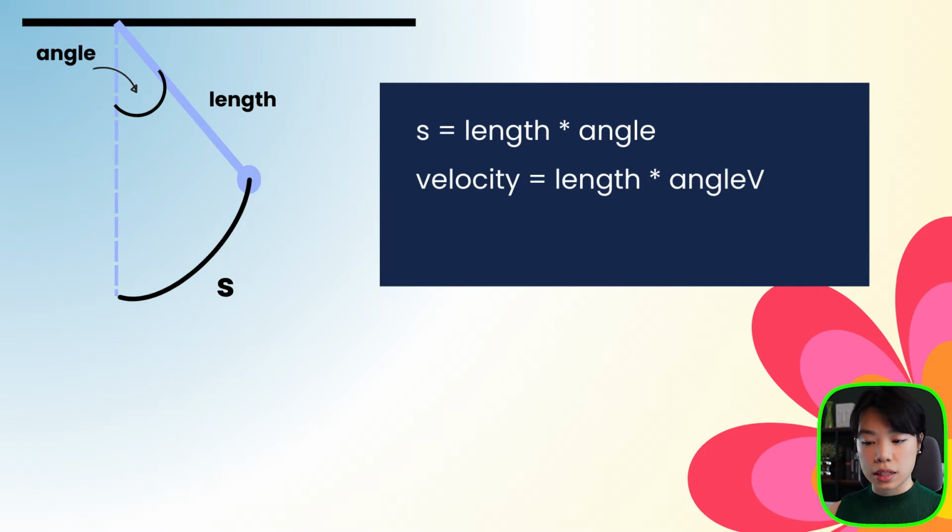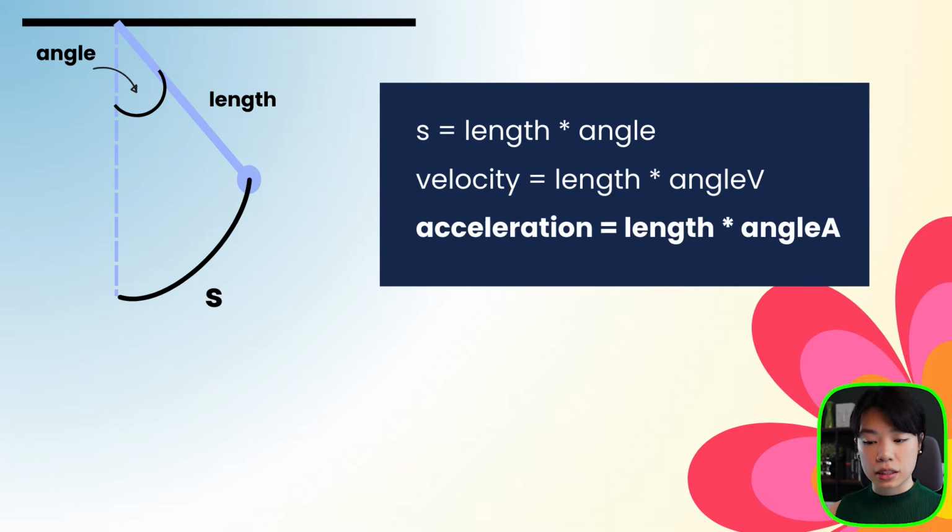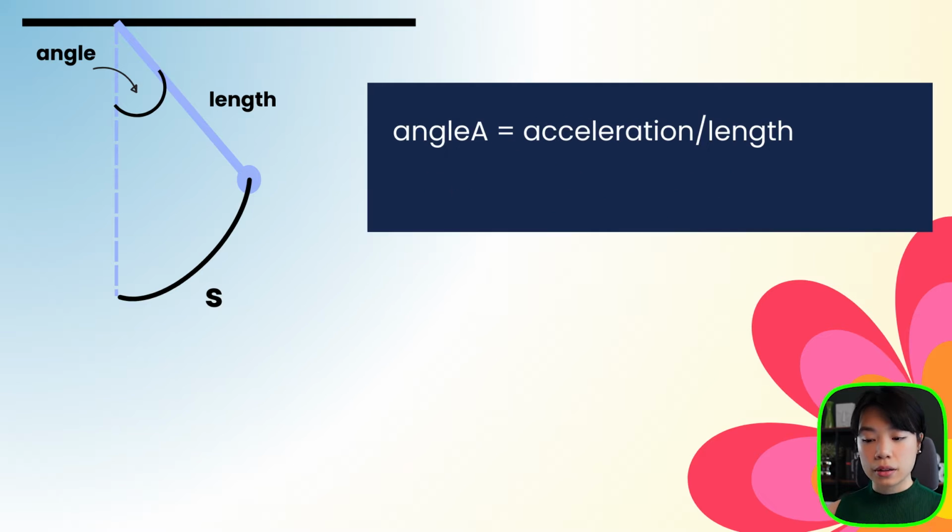So first, let's go one step. To get the velocity, we can do velocity equals L times angle V. And then to get the angle acceleration, we can do another derivative. So acceleration is the change in velocity, and that equals L times angle A. Now we can solve for angle A: angle A equals acceleration divided by L.